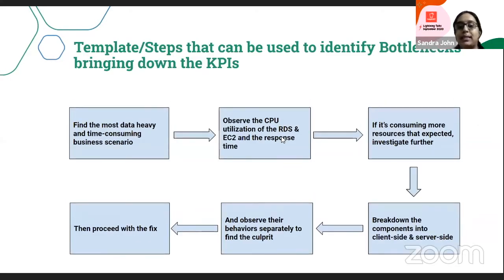To summarize, while testing the performance, you can use these simple steps or template. You need to find the most heavy data and time consuming business scenario. You have to observe the CPU utilization of the RDS, EC2 instances, or any resources that you're using, and also observe the response time of the execution during this business scenario. You observe them, note them down, take multiple iterations of it. Check which resource is consuming more time and investigate that further. Break down the components into client side and server side and observe their behaviors separately to find the culprit. And then you can proceed with the fix.